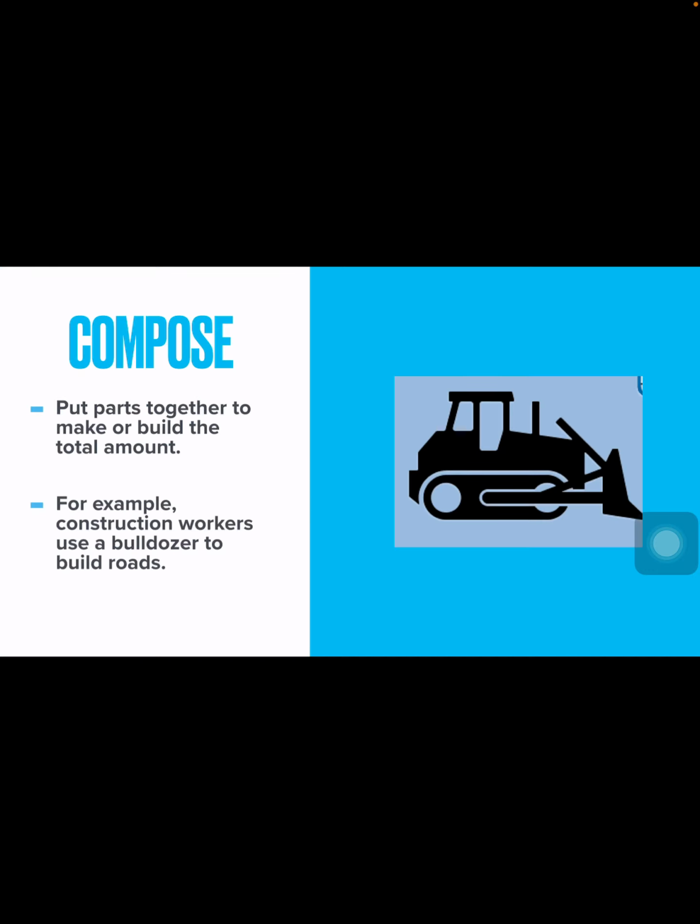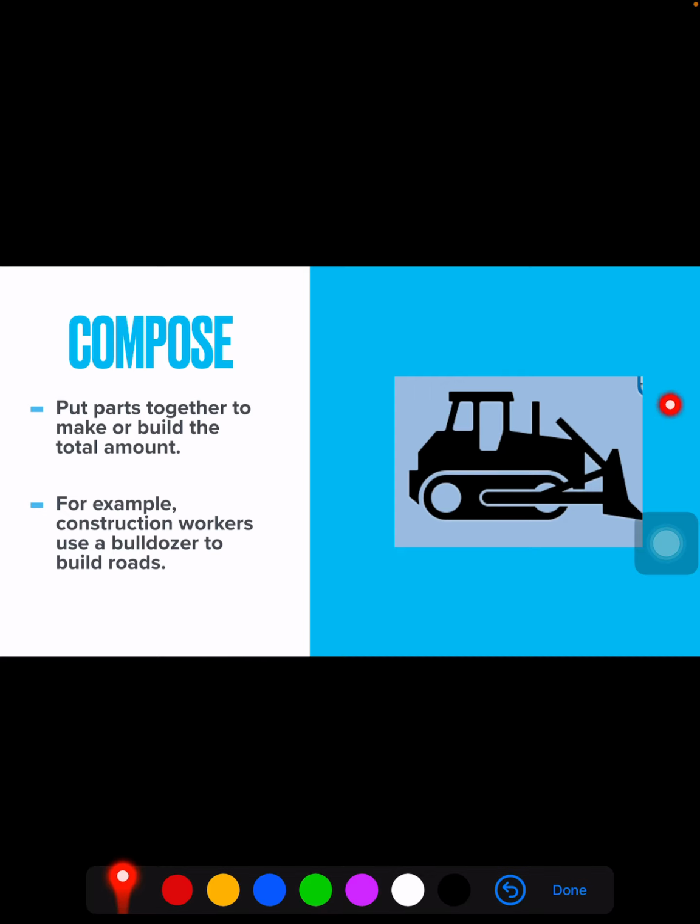We first learned how to compose numbers. We learned that composing numbers means that we are putting parts together to make or build the total amount. For example, we thought about bulldozers. Construction workers use bulldozers to push rocks and sand, soil together when they're building a road. When we are composing numbers, we are like bulldozers. We are pushing multiple parts of a number together to build the total amount of it.